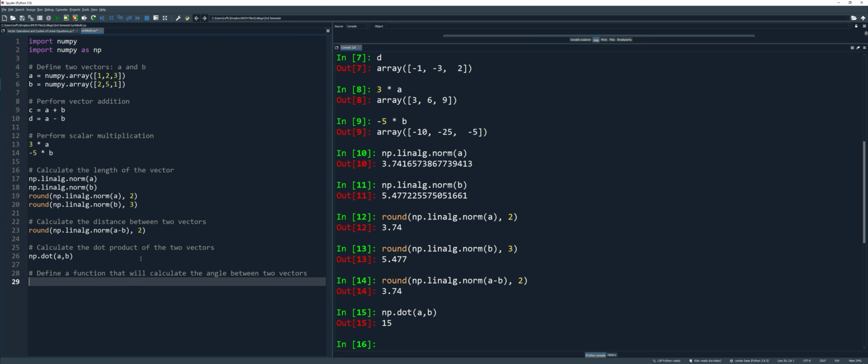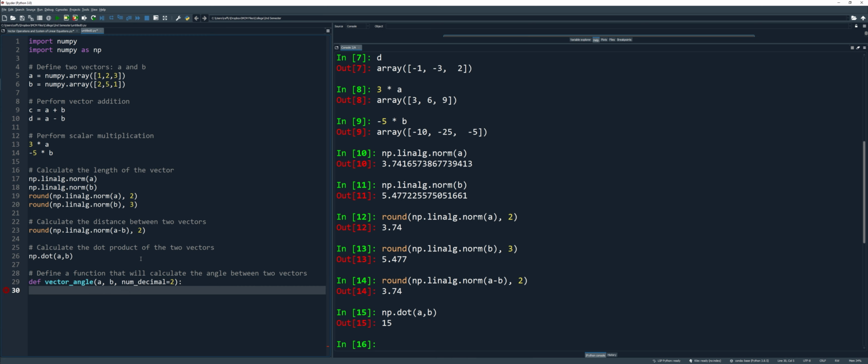We can define functions in Python by typing def, then typing the name of the function. So I will name it vector_angle. Then this function will take 3 arguments. The first one is the first vector, then the second vector, and the last is the number of decimals. And let's set the default value as 2.